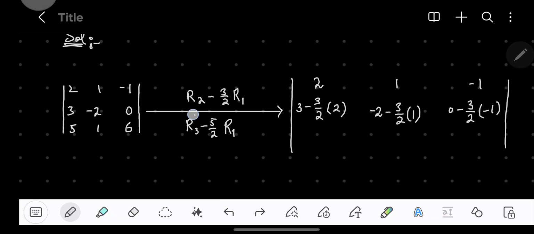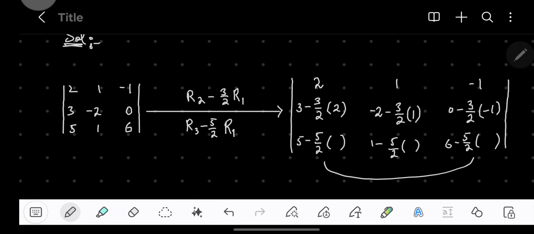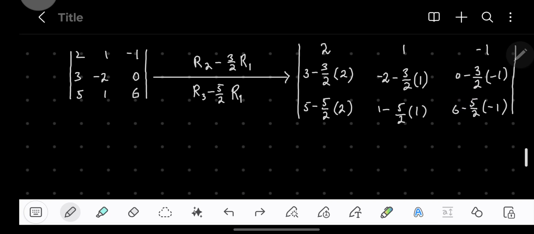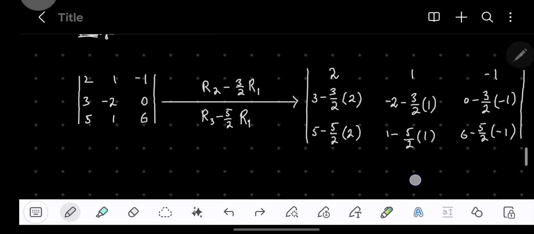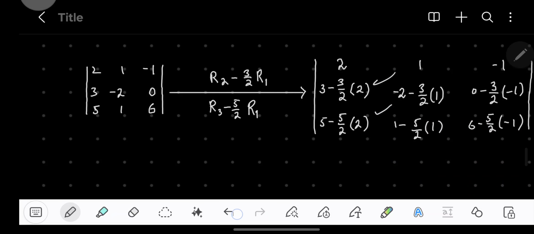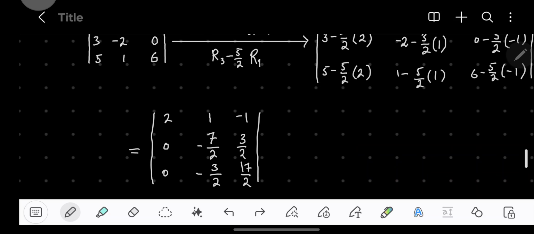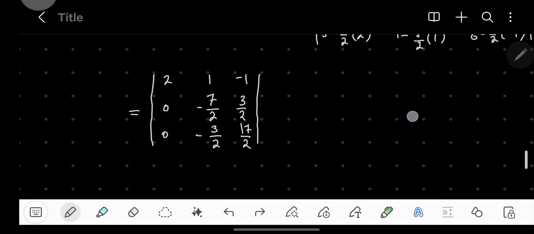And in the last row, I have to write R3 first, 5, 1, 6. And then I have to write negative 5 by 2 everywhere. Then I have to write R1. Since R1 is 2, 1, minus 1, I have written 2, 1, minus 1 in the slots. So this is the process of how we make 0 here and 0 here. If we make these calculations, I will end up with this matrix.